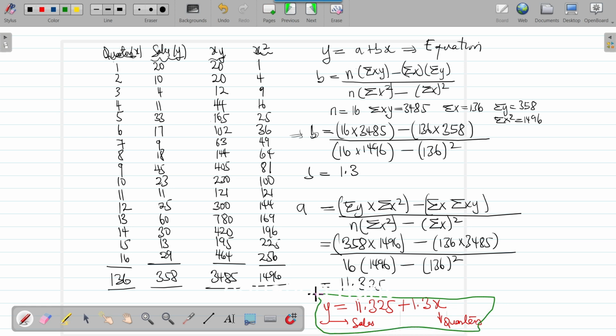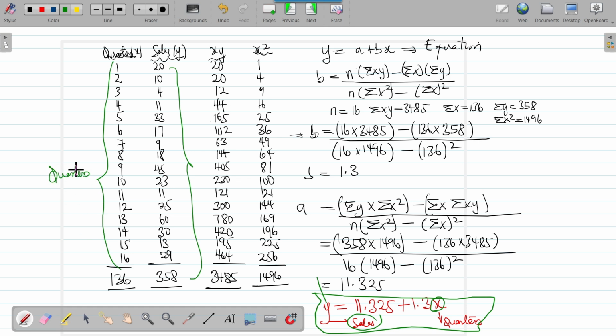Now, having been able to establish the trend equation, let's look at what the equation stands for. The y here stands for the sales, which is these values, right? And the x here stands for the quarters. The quarters. And this is the sales.